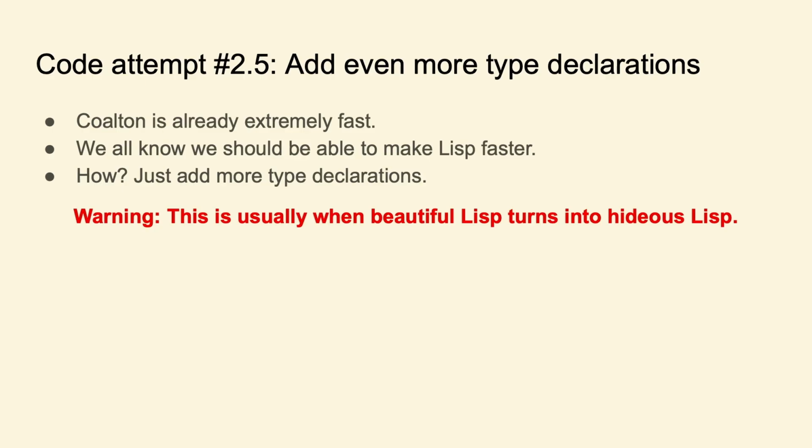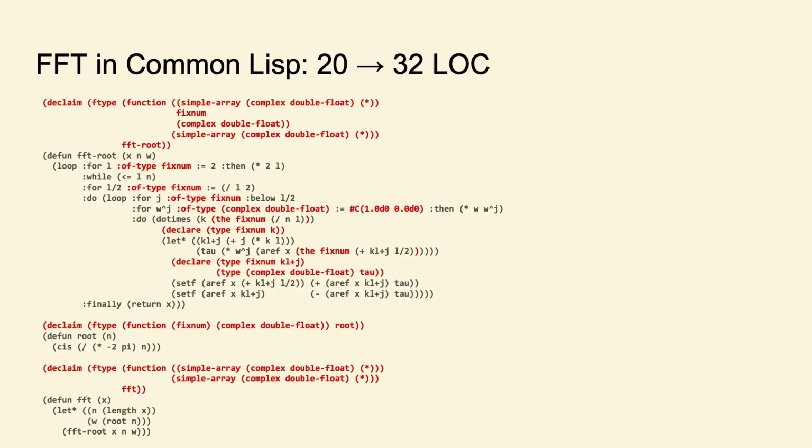So what do we do? We're going to add even more types. We're going to change our compiler declarations. We're going to do all that stuff to make things fast. Again, anybody who's optimized has gone through this exercise at least once in their life. So the Common Lisp code looks like this. The red is sort of the diff. That's where we add all the types.